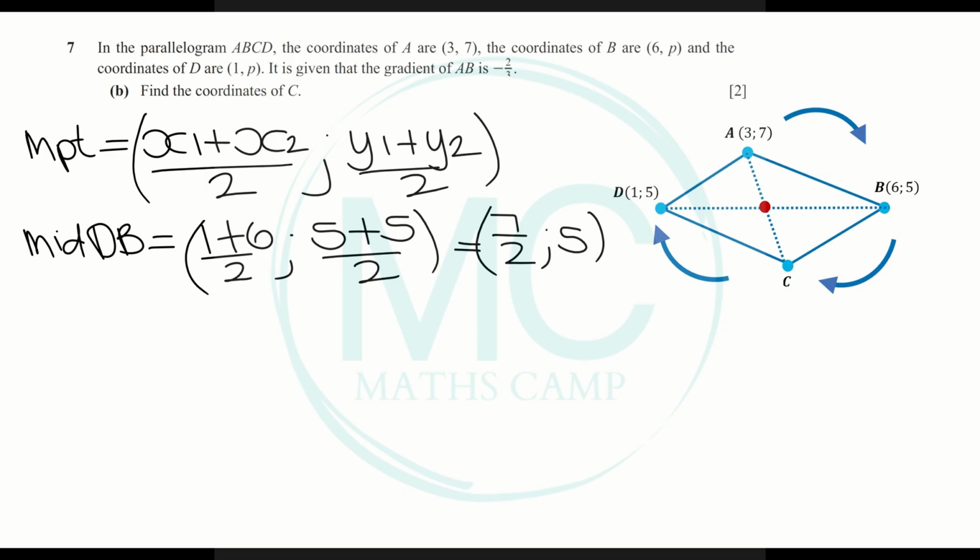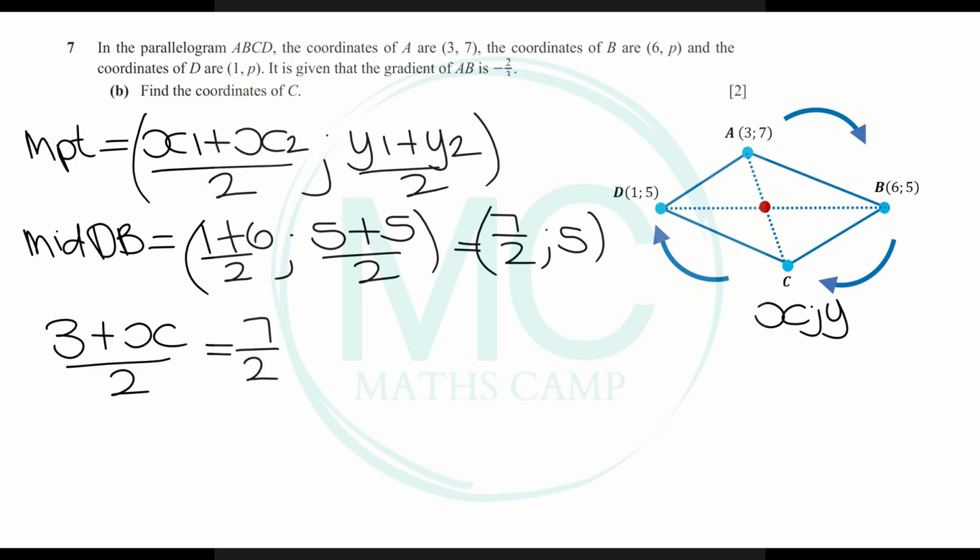So let's give C coordinates (x, y). We know that the x-coordinate of A, which is 3, plus the x-coordinate of C, let's call it x, divided by 2, gives us the x-coordinate of the midpoint, 7 over 2. This means that 3 plus x is equal to 7, which means the x-coordinate of C must be 7 minus 3, so x is equal to 4.